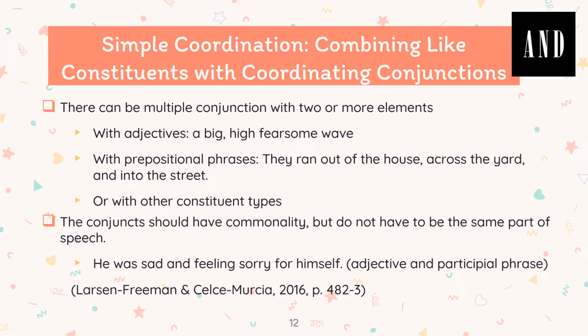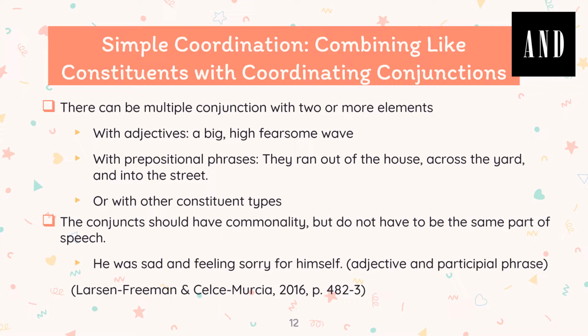There can be multiple conjunction with two or more elements. With adjectives, here's an example, a big, high, fearsome wave. So it's combining together several different adjectives. With prepositional phrases, they ran out of the house, across the yard, and into the street. And it can also be with other constituent types as well.